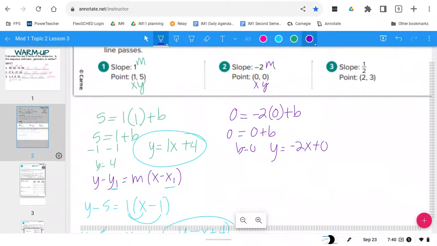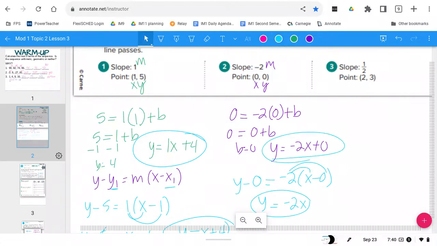So then here's my point slope. Y minus the y value, the slope, x minus the x value. So I don't really need that y minus 0. -2 times x is -2x. -2 times 0 is just 0. Same answer.